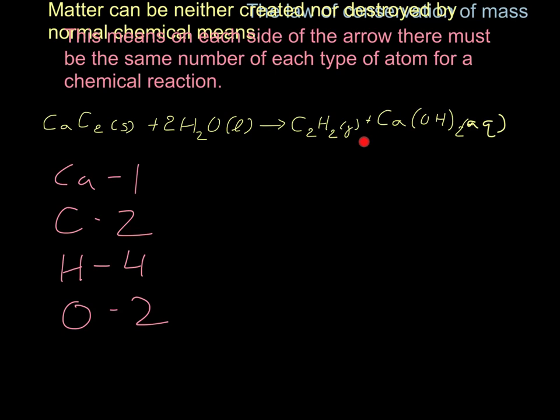On this side of my arrow, I have 1 calcium. I have 2 carbons.